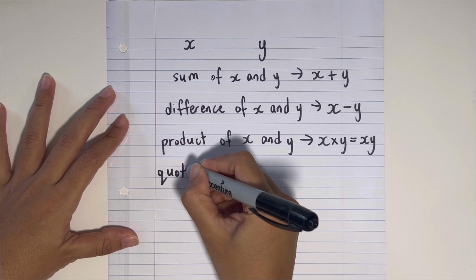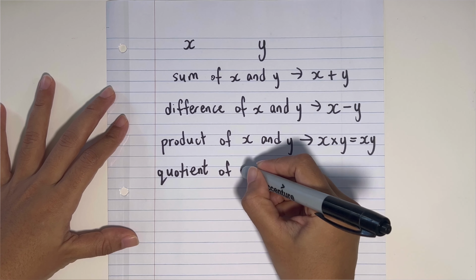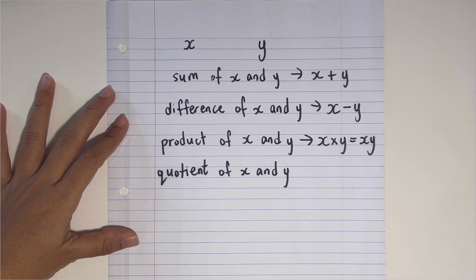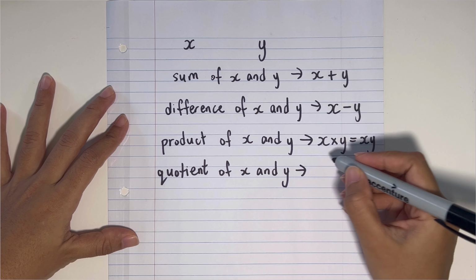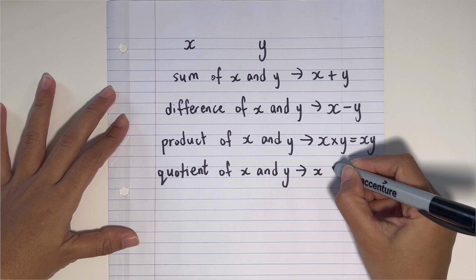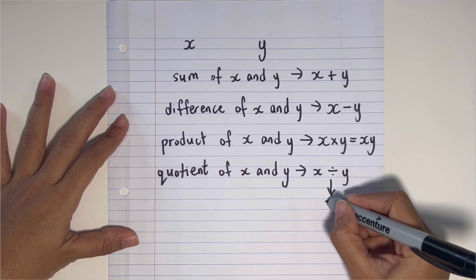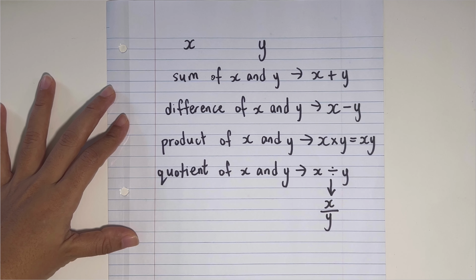And then finally, the fourth operation is the quotient. Can you guess what the quotient is? Well, the quotient of x and y is the answer that you get when you divide x by y. So the quotient of x and y would be x divided by y, but in algebra, we write this as x over y, like a fraction.